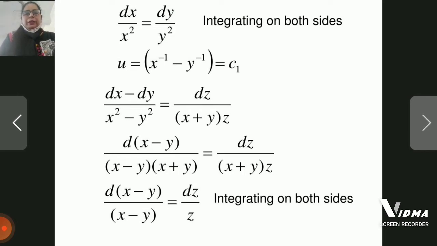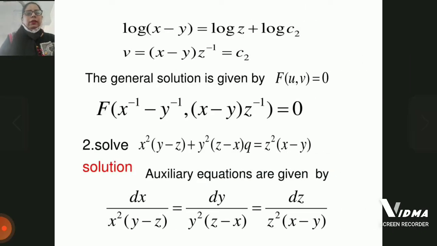Now on both sides x plus y gets cancelled, and then we get the equation d of (x minus y) divided by (x minus y) is equal to dz upon z. Now integrating on both sides, we get log of (x minus y) is equal to log z plus log of C2. That means we get the value of v: v is equal to (x minus y) into z inverse, which is equal to C2. We just assume that.